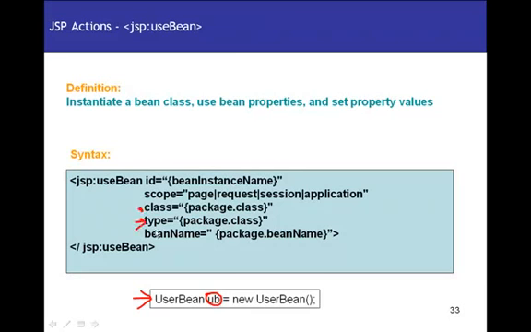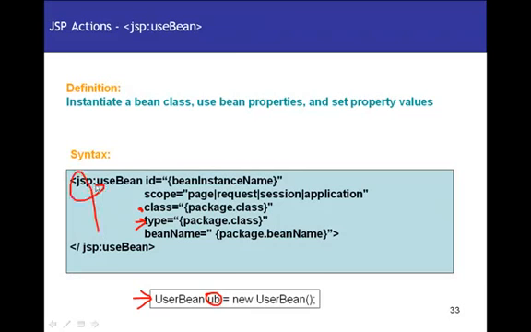So you can have a different object type and a different reference type as well. The class is nothing but the object type, and the type is nothing but the reference type. Okay, and you have the bean name. So this is the basic syntax of useBean action, which instantiates the bean class.